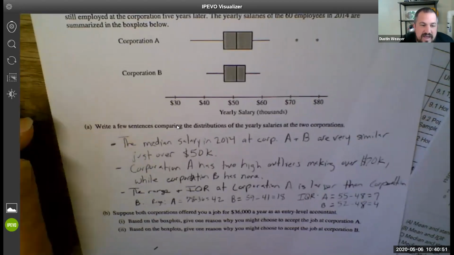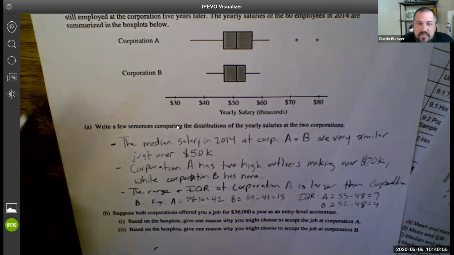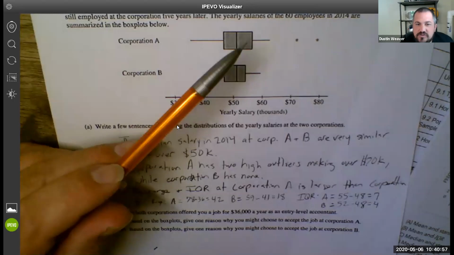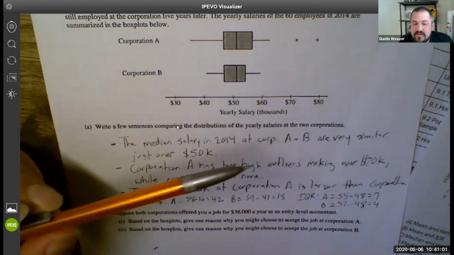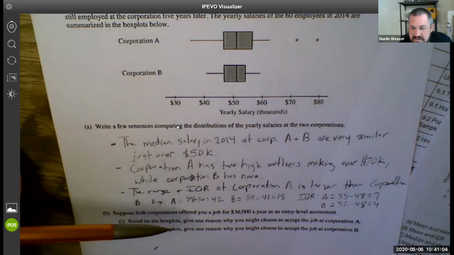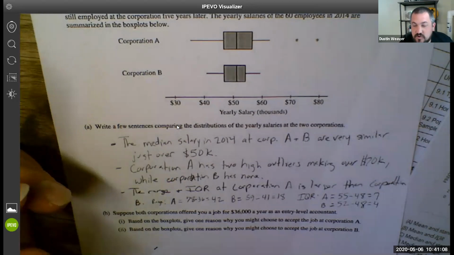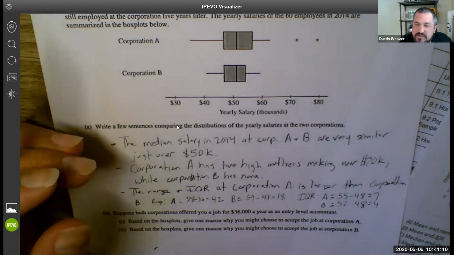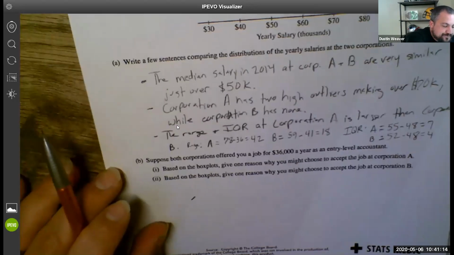In a box plot, you actually can't get the shape, but if you had said that the outliers would make Corporation A skewed to the right, that would be okay. But you're actually not going to be tested on the shape when we're talking about box plots, because it's hard to get the shape sometimes from a box plot. So let's go to B real quick.